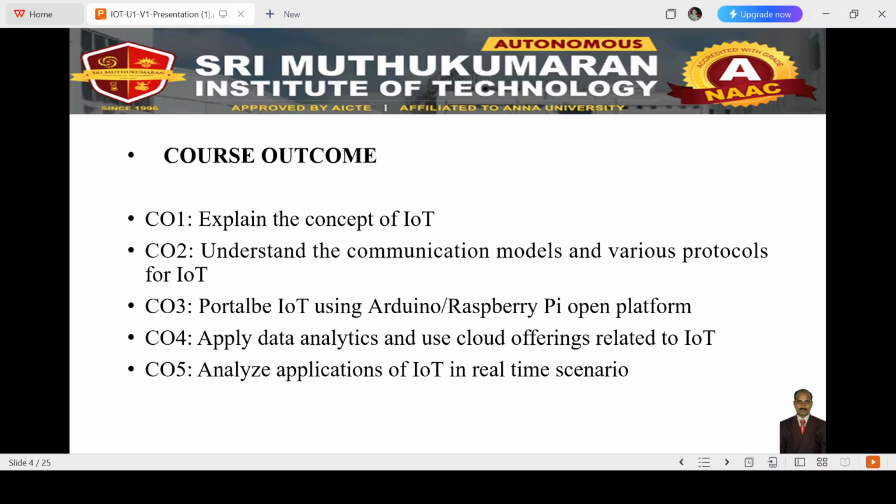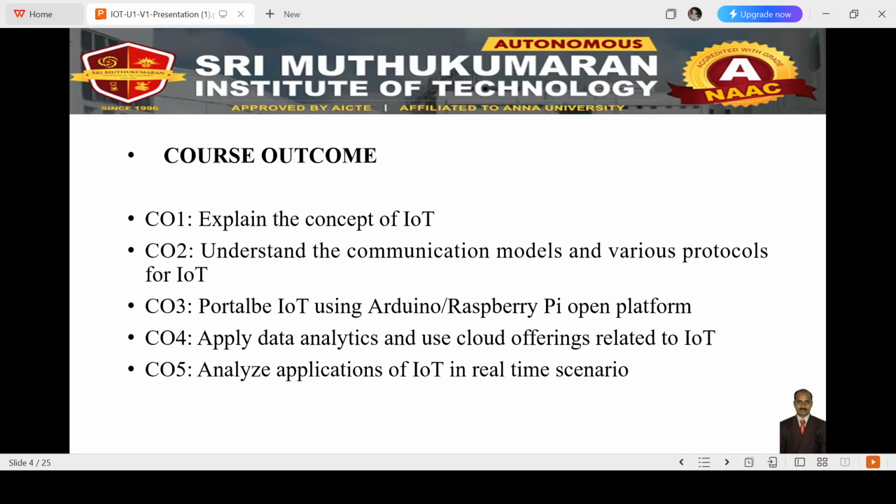And the course outcome of each unit: unit 1 is going to explain the basic fundamental concepts of IoT, wherein the second unit, CO2, is going to bring out the understanding of the various communication models and also various protocols that are available for IoT. And the third one, CO3, is to build IoT using the Arduino Raspberry Pi open platform. So we are going to make use of the technologies and communication protocols that are available with respect to Arduino.